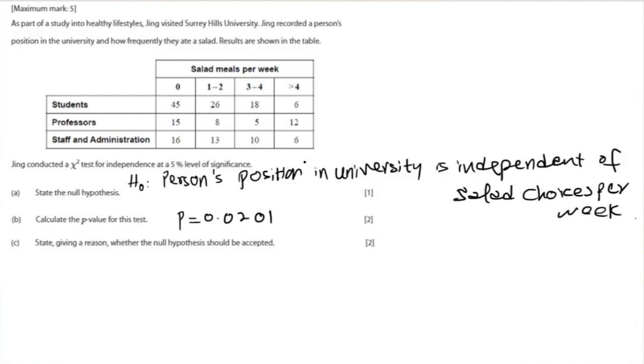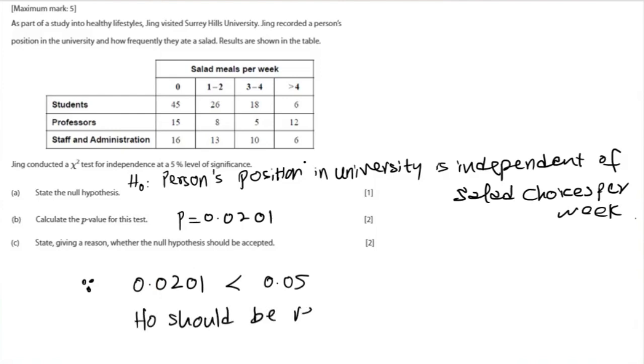State, giving a reason, whether the null hypothesis should be accepted. So it's a 5% significance level. Just see what is the difference. 0.05. Is our probability below the significance level or above the significance level? They're not asking for the conclusion, just state giving a reason. So you will say, since your p-value is below the significance level, H naught should be rejected, right?